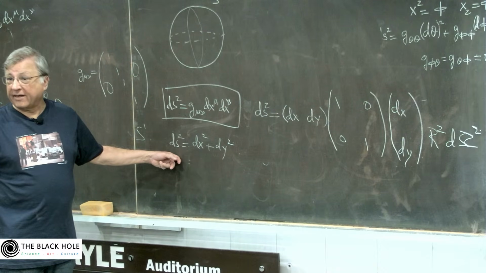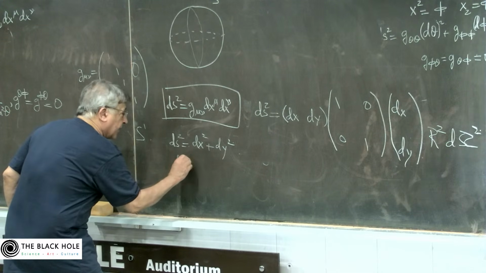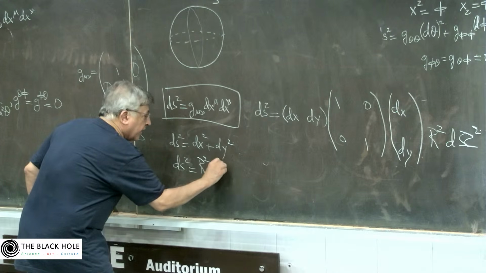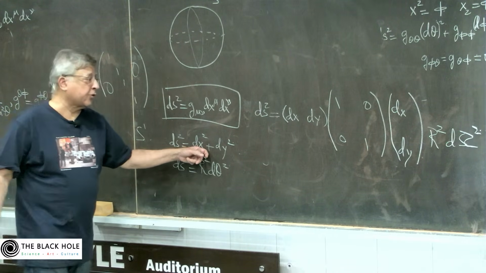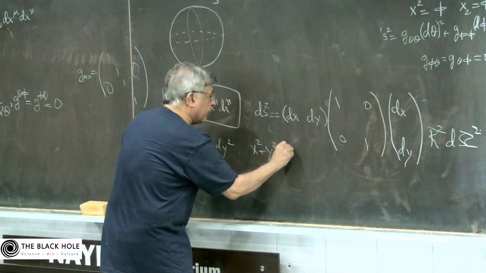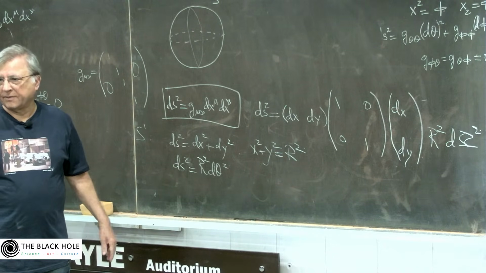That's one way of writing ds squared. This is another way of writing ds squared. Now here the thing is that x squared plus y squared has to equal r squared. And here there is no constraint.